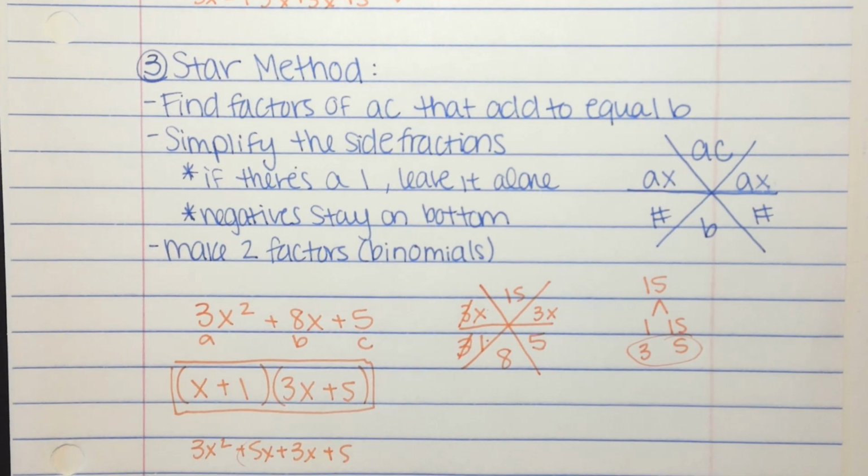Okay, so like I said earlier, you have 3 different methods. You can pick one and stick with it. You can mix it up and do guess and check when that seems easier, grouping when that seems easier, or you can do the star method. It really does not matter to me.